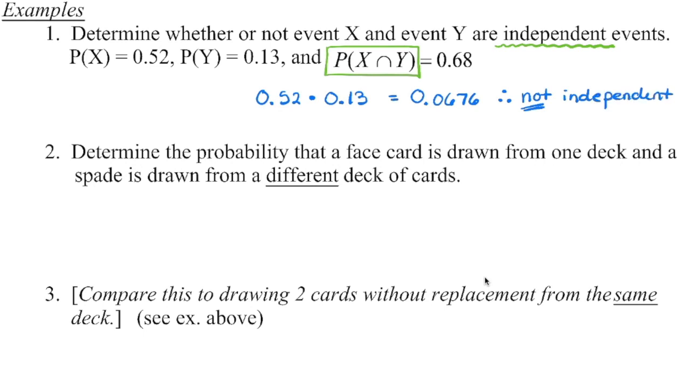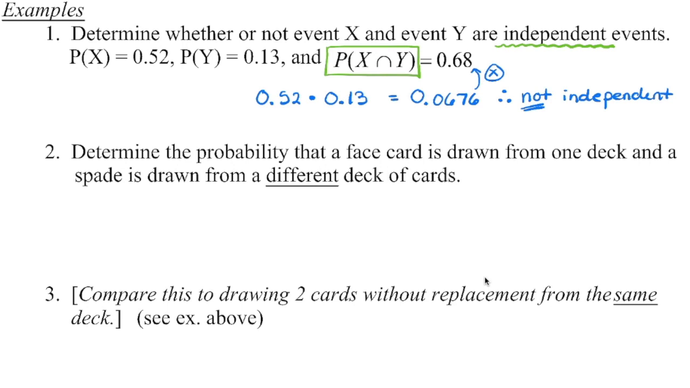Okay, so this does not equal that. So they're not going to be independent. The second one is a word problem. Determine the probability that a face card is drawn from one deck and a spade is drawn from a different deck. So we have two decks of cards here.